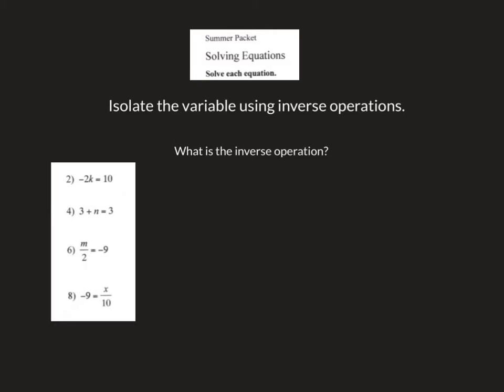So on number 2, as we see, negative 2k is equal to 10. So 2 is held together to k by multiplication. So what's the inverse operation? Division. What are we going to divide by? By the very number I see. Negative 2 divided by negative 2 is positive 1k equals positive 10 divided by negative 2, which is negative 5. So k is equal to negative 5.